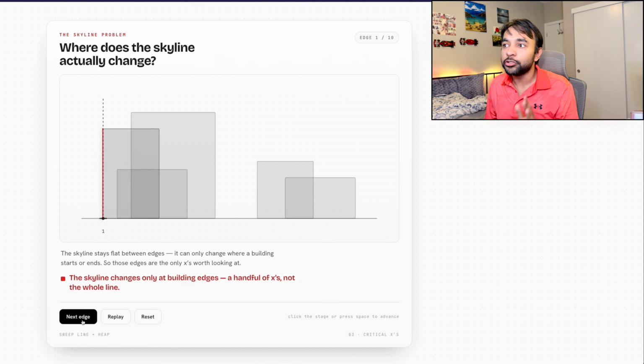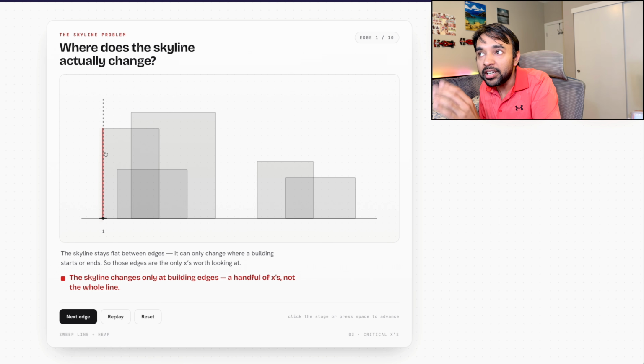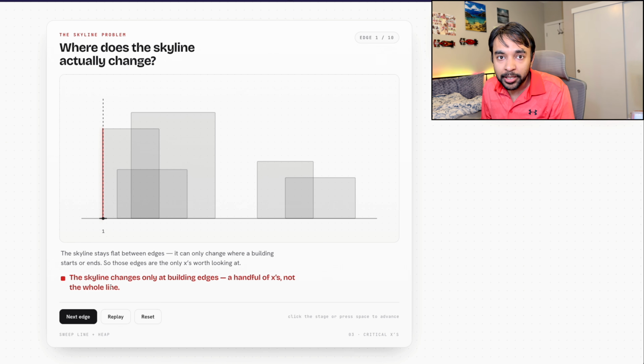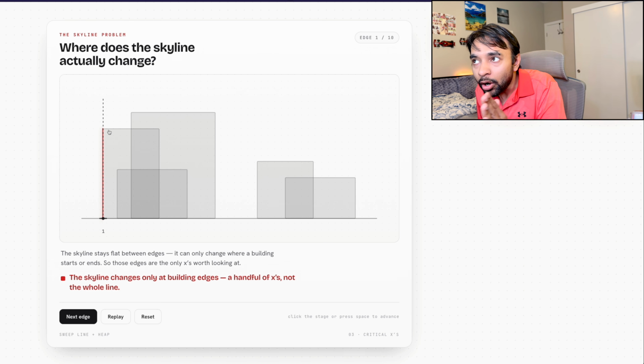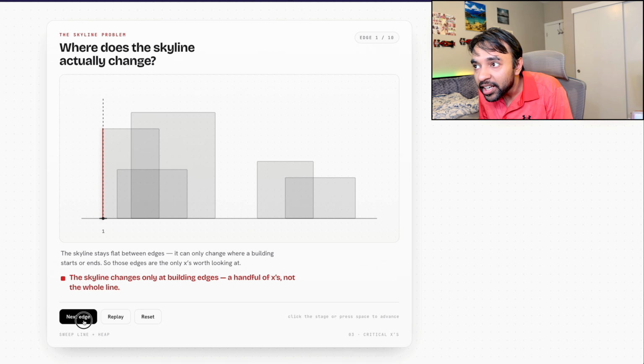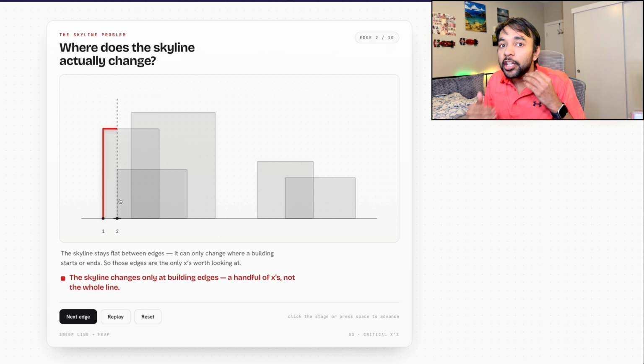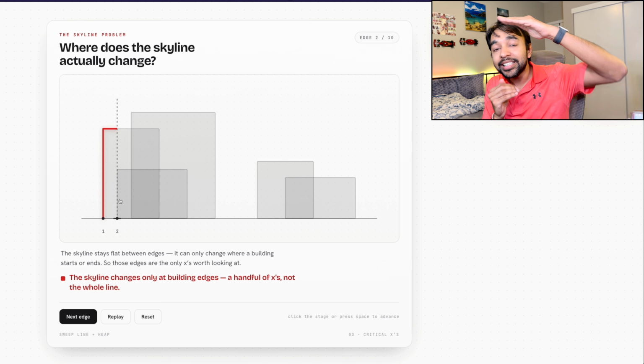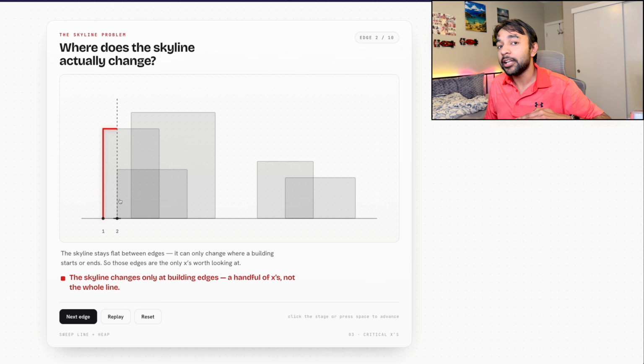You try to start your sweep. As soon as you start, what is your first point of interest? That is when any building starts. Now, as long as this building is continuing, then you do not need to change anything. Only at the point where a new building starts, you need to think, should I increase my skyline or should I decrease my skyline? Over here, the new building is lower, so you don't have to decrease your skyline. Go to the next edge. Now you need to increase your skyline.